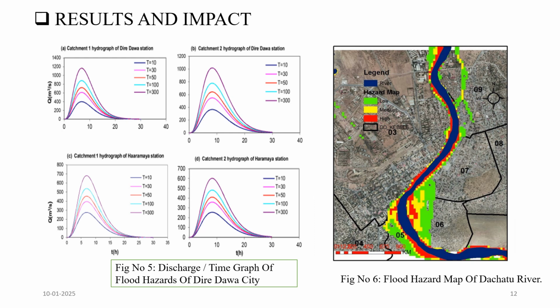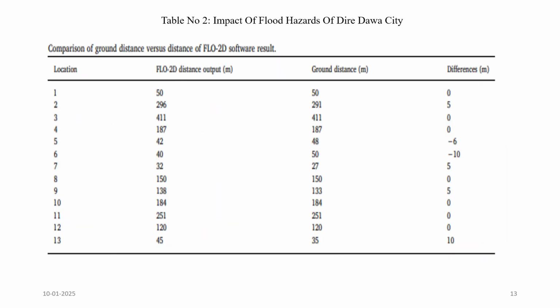There are four different types of data stations, which are turned into a graph from the discharge and time graph of flood hazard of Dairadava cities, and a flood hazard map of the Dekaitu River from different angles and different points. This table shows the comparison of ground distance versus distance from Flow 2D software results for calculating the difference between both strategies and risk assessment.